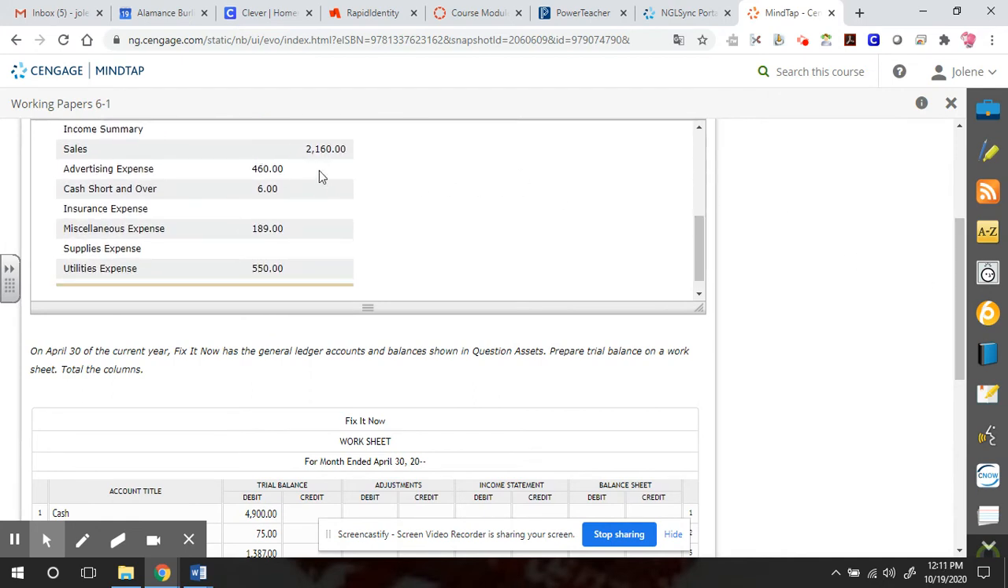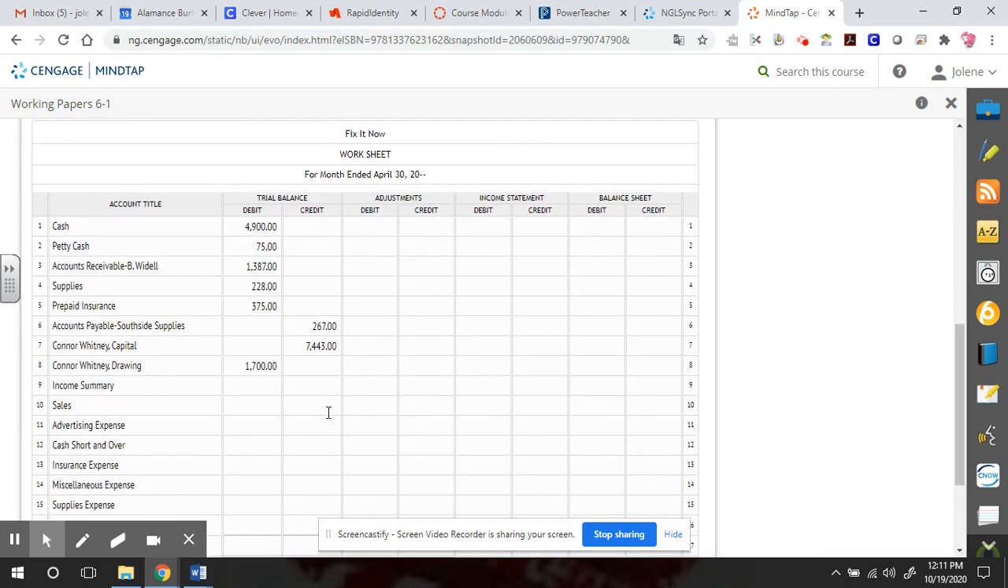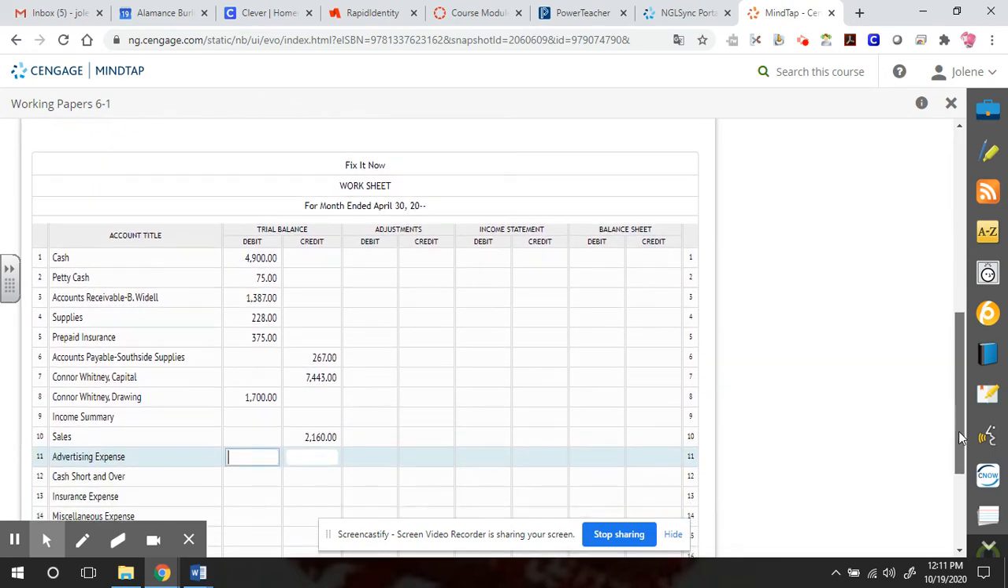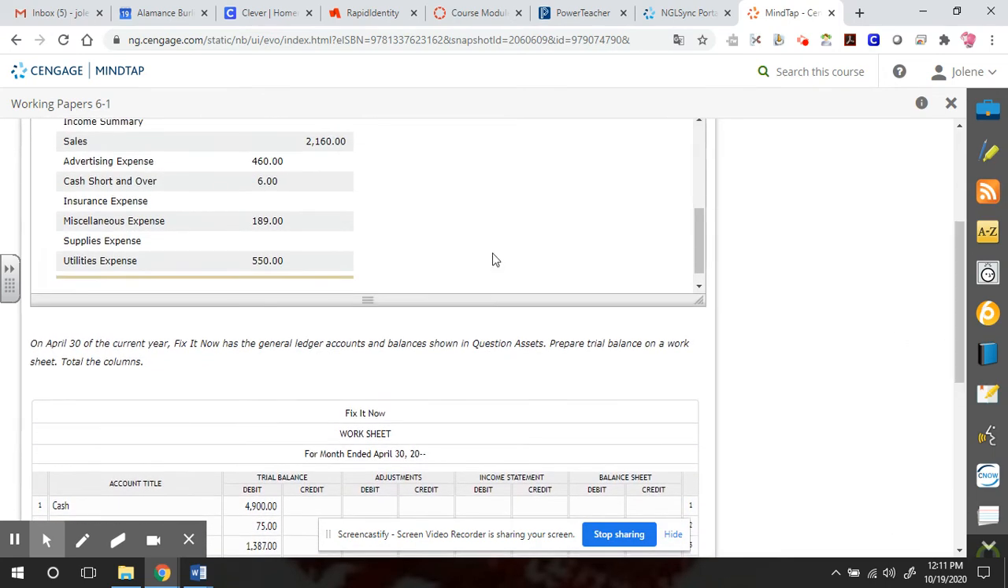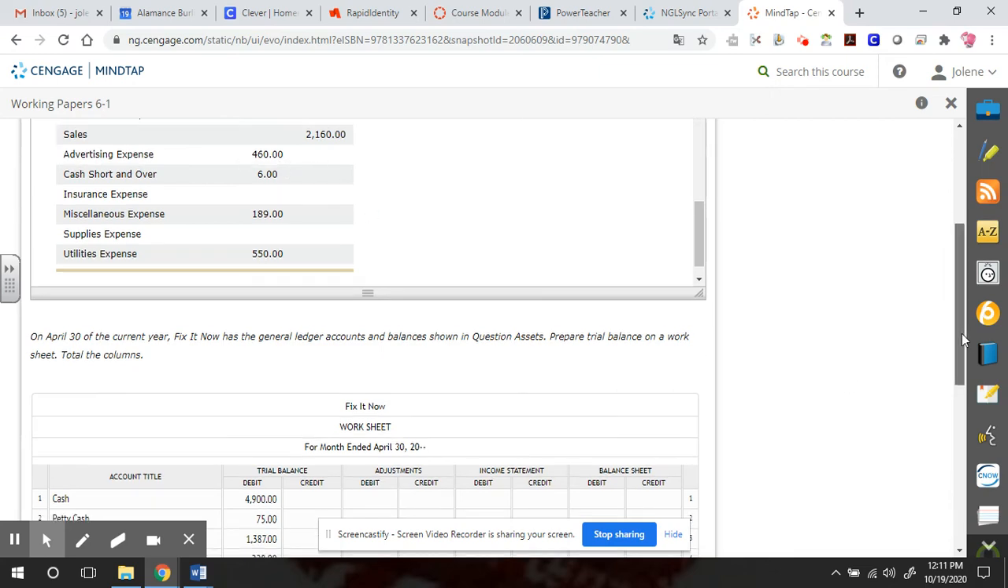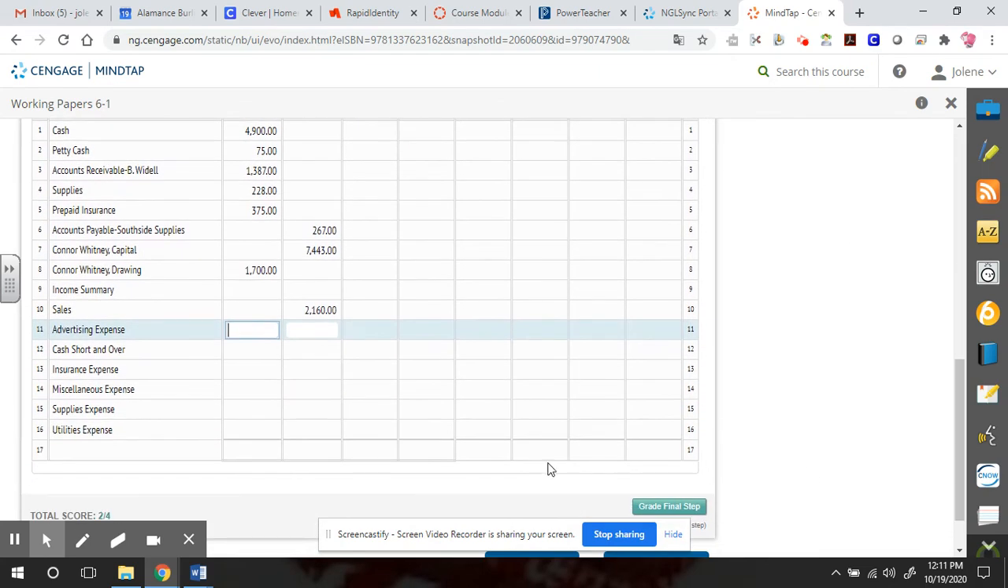Next is sales, and sales has a credit balance, $2,160. Expenses have a debit balance. Your expenses are put in alphabetical order, okay? So advertising goes first with an A, and that's $460.